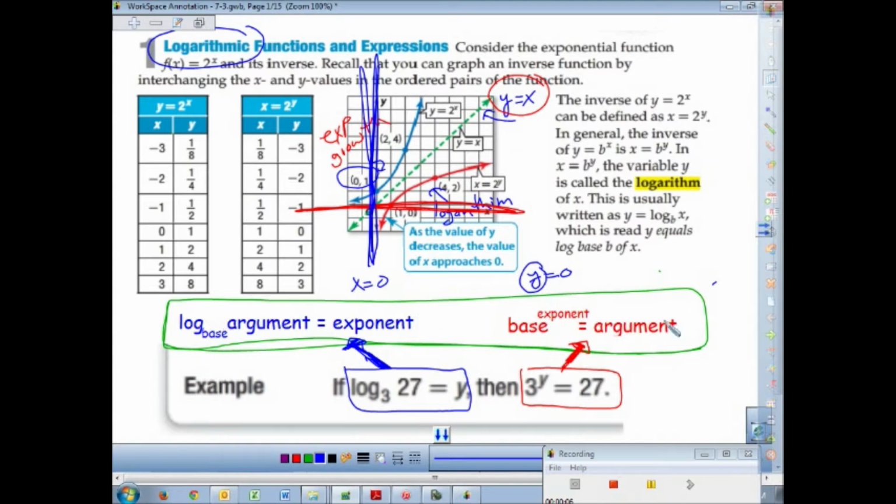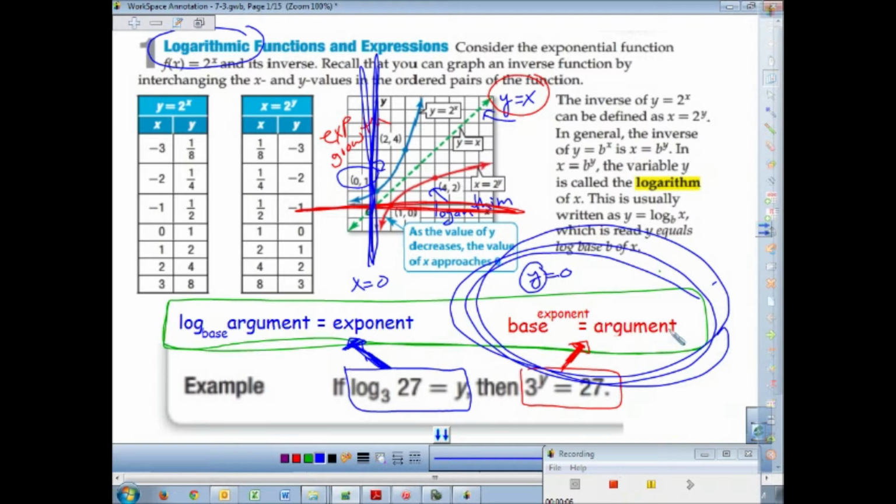Here's the phrase that I asked you guys to write down, so if you're in video land and you haven't written that down yet: logarithm, base, argument equals exponent, and base to the exponent equals the argument. This is what you're pretty familiar with. You probably don't know the word argument. You know, it's like, what do you mean, the argument? It's like the answer to your solution. It's the argument. This is the answer that we got, okay?